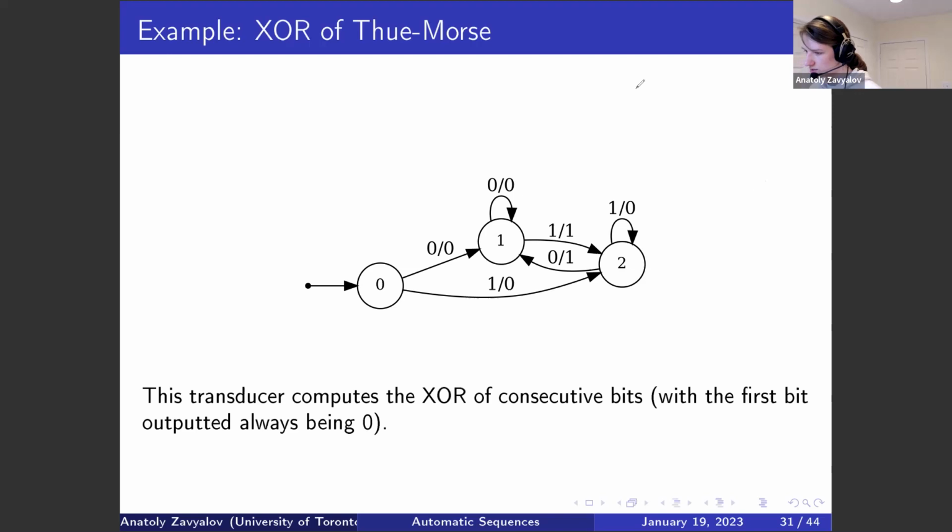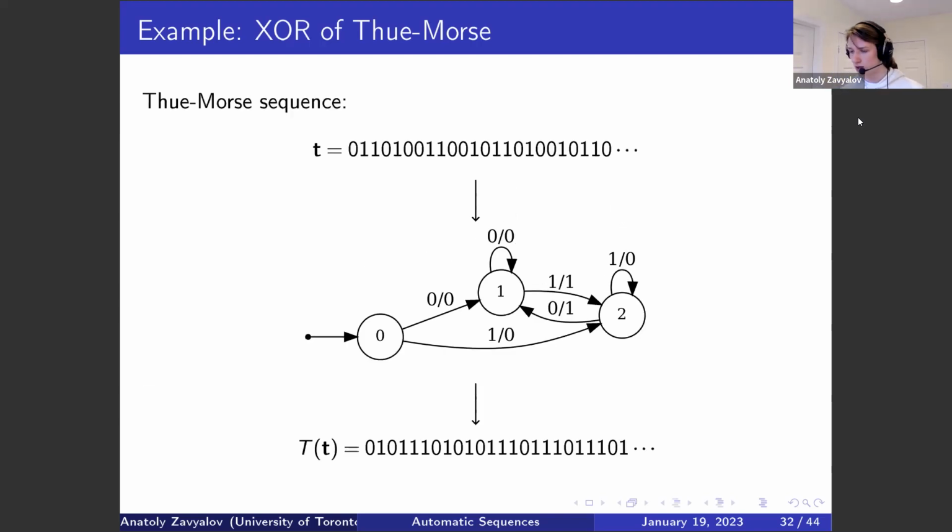And what we're going to do is take the XOR of the Thue-Morse sequence. So we can actually take an infinitely long sequence, like the Thue-Morse sequence, and put it through this transducer and see what kind of sequence we get. You would just pass the sequence through this transducer and write down the outputs of the transitions that you take. And we get this new sequence.